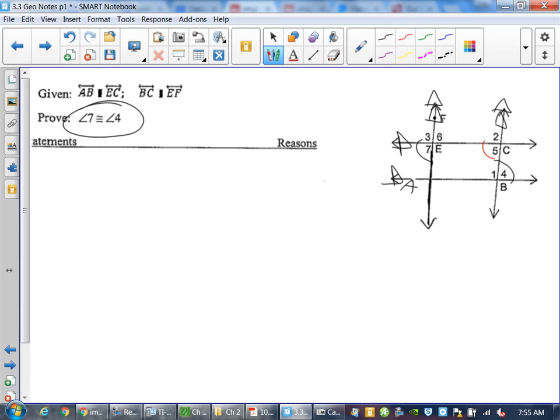So I know 4 is congruent to 5 because two parallel lines cut by transversal, alternate interior. And now, what is 5 and 7 in relationship? Corresponding. So by looking at it going backwards, you're going to say, hey, I've got corresponding angles between 7 and 5. I've got alternate interior between 5 and 4. Substitution, I'm done. It's that fast. So you start. Given AB parallel EC. BC parallel EF.